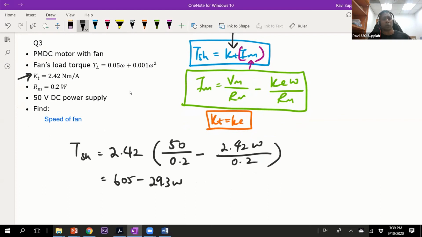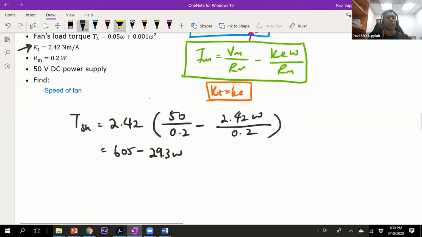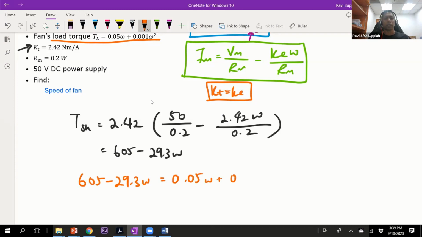You are told that the shaft and the load are tightly coupled together. That means whatever torque is seen by the shaft is the same torque that is also seen by the load, because they are already connected together. The fan's load torque is given by this expression. So you can say they are both the same. You write it as 605 minus 29.3 omega equals 0.05 omega plus 0.001 omega squared.